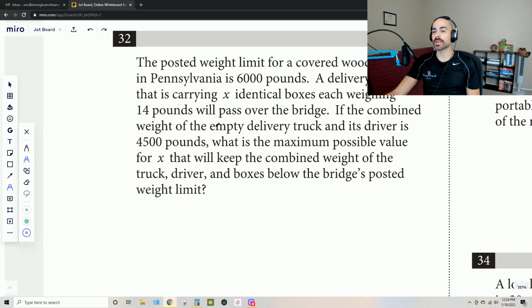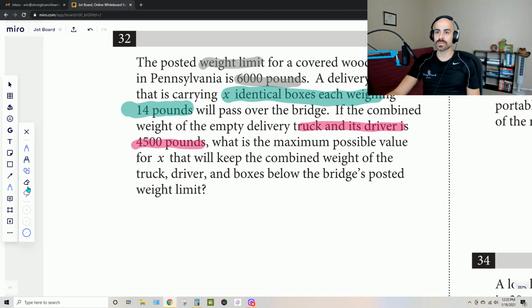This is going to be done by creating a linear equation and then isolating the variable. So let's start breaking down the different parts here. We know that the weight limit is 6,000 pounds. And then a delivery truck that is carrying x identical boxes, each weighing 14 pounds, is going to be crossing the bridge. If the weight of the empty delivery truck and its driver is 4,500 pounds, so the dude and the truck itself, when there's nothing in it, is 4,500 pounds, how many boxes can you bring without breaking the bridge?